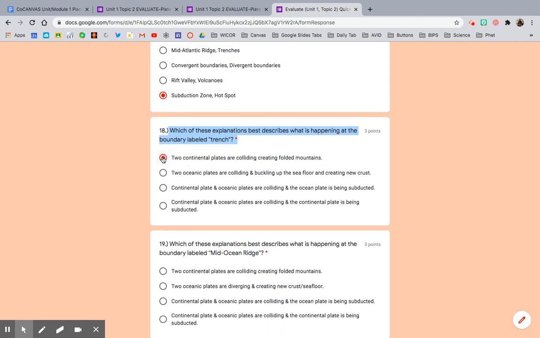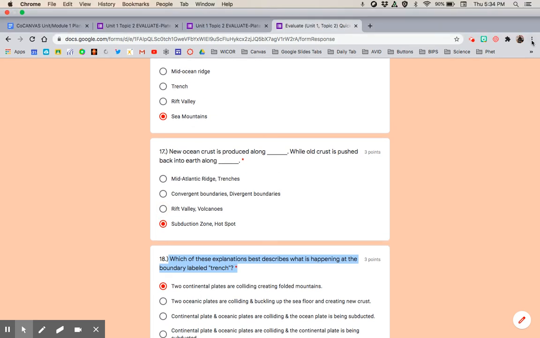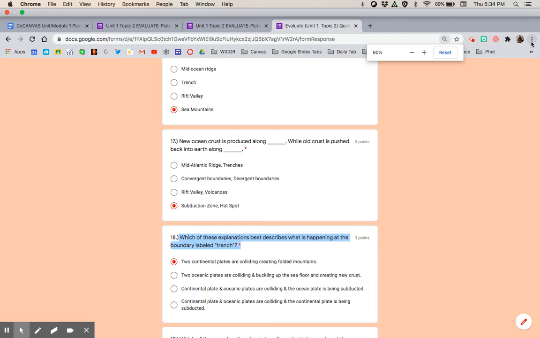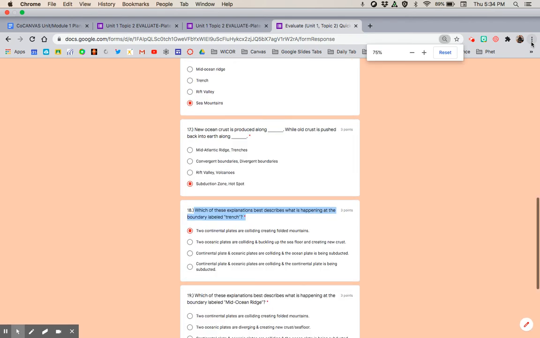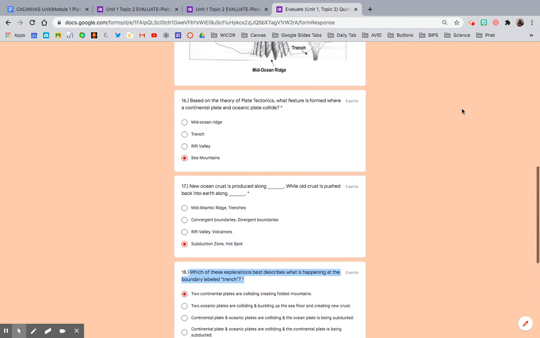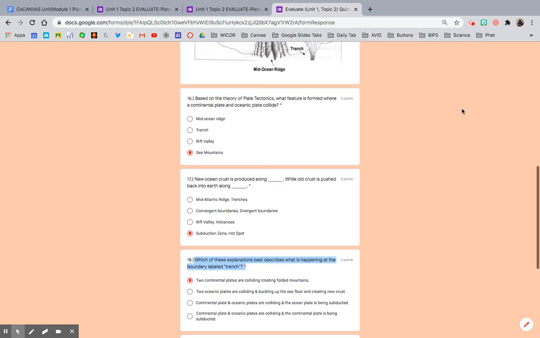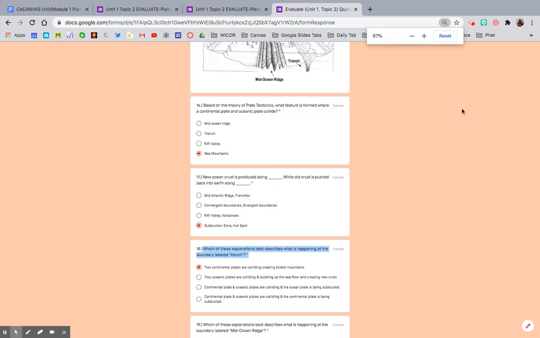Are two continental plates colliding and creating folded mountains? I'm going to make this a little smaller so that way we can kind of still see it. Take a second. Okay, let's see if we can still see it. One more small. And one more.